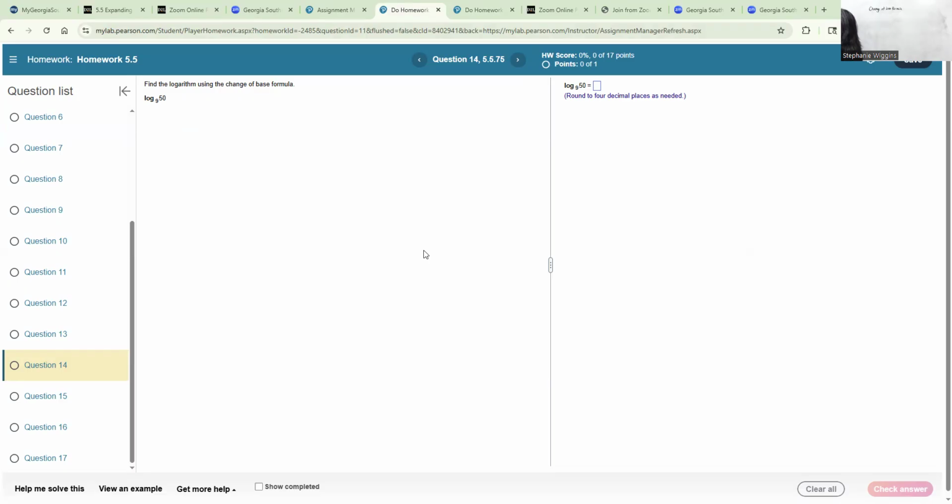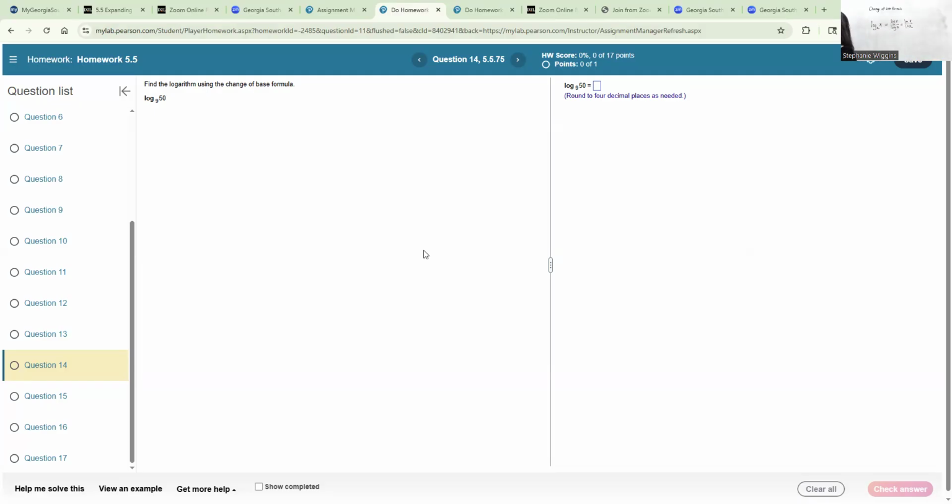So the change of base formula just says that if you have log base A of X, that's just log of X over log of A, and that's using the common log, or you could use the natural log of X over the natural log of A.